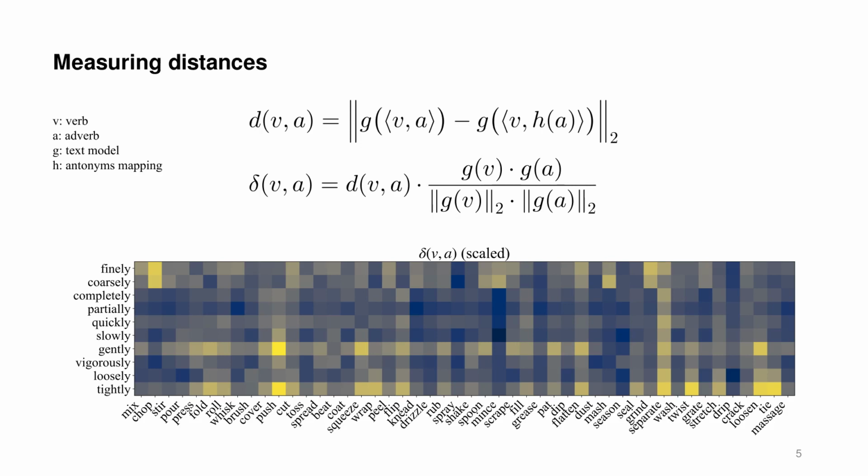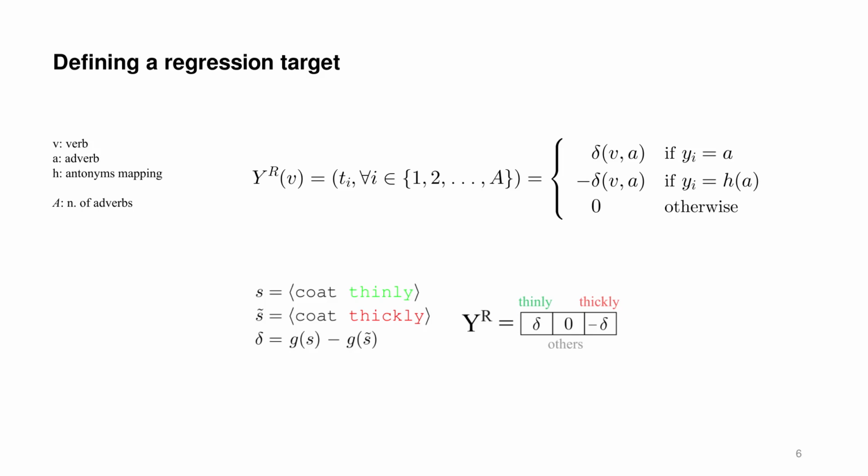We can see in this figure what this delta looks like. For example, for adverbs finely and coarsely, we see a large action change for verbs chop, mince, mash, and grind. Now that we have our delta, we can define a regression target to train the model. To build such target, we simply set delta for the ground truth adverb, minus delta for the opposite adverb, and 0 for the other adverbs. This trains the model to distinguish opposite adverbs as much as possible, but it also adds a penalty for other non-antonym adverbs with the 0 target.